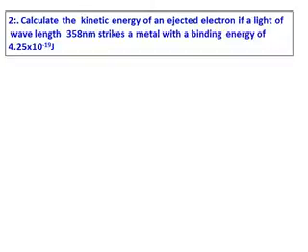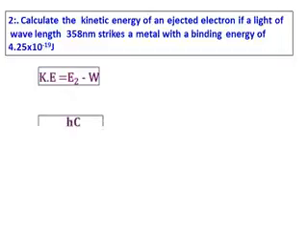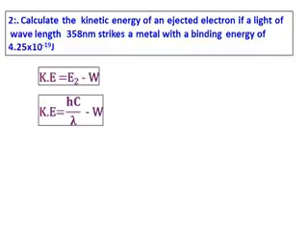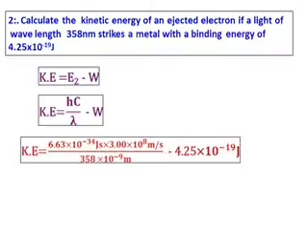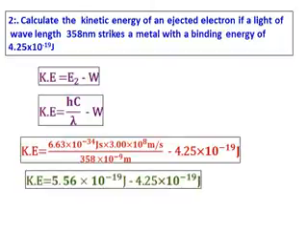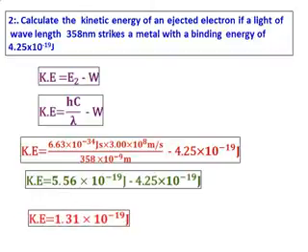Calculate the kinetic energy of an ejected electron if light of wavelength 358 nanometers strikes a metal, and the binding energy of the electron is also given. Since they have asked you to calculate the kinetic energy of the ejected electron, use the same formula: kinetic energy equals E2 minus W. E2 is not given, but the wavelength is given. Therefore, substitute E2 in terms of hc over lambda. W and lambda are given, and we know h and c. Substitute all the values and get the kinetic energy. And as usual, remember to convert the wavelength from nanometer to meter.